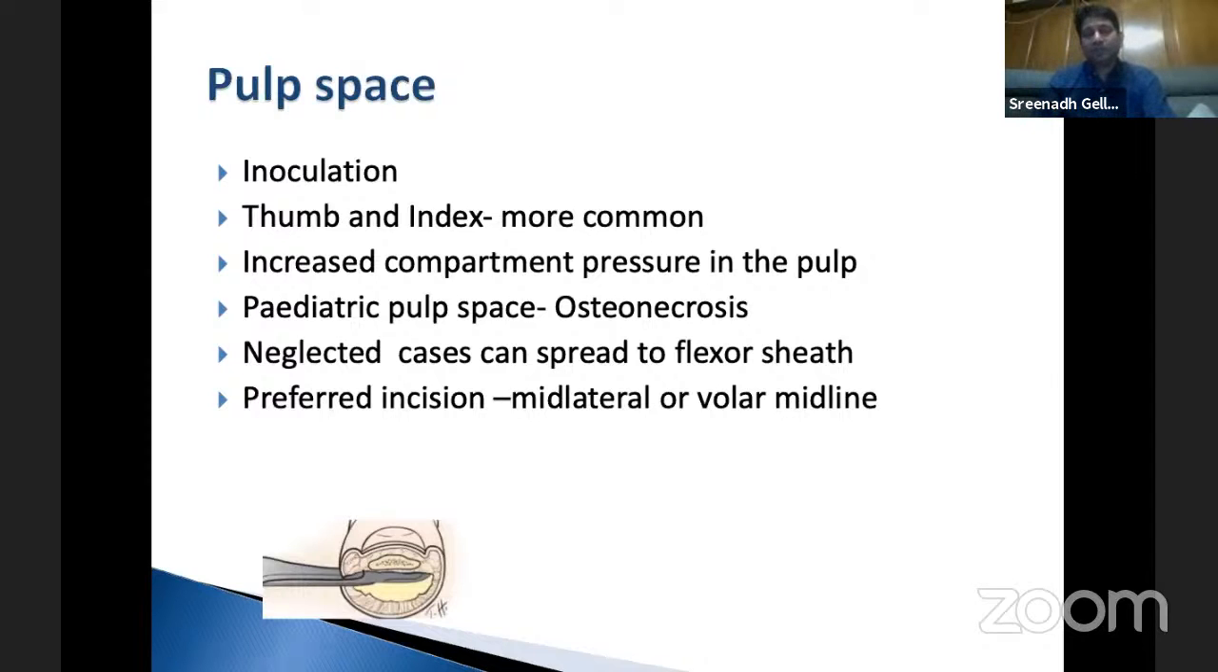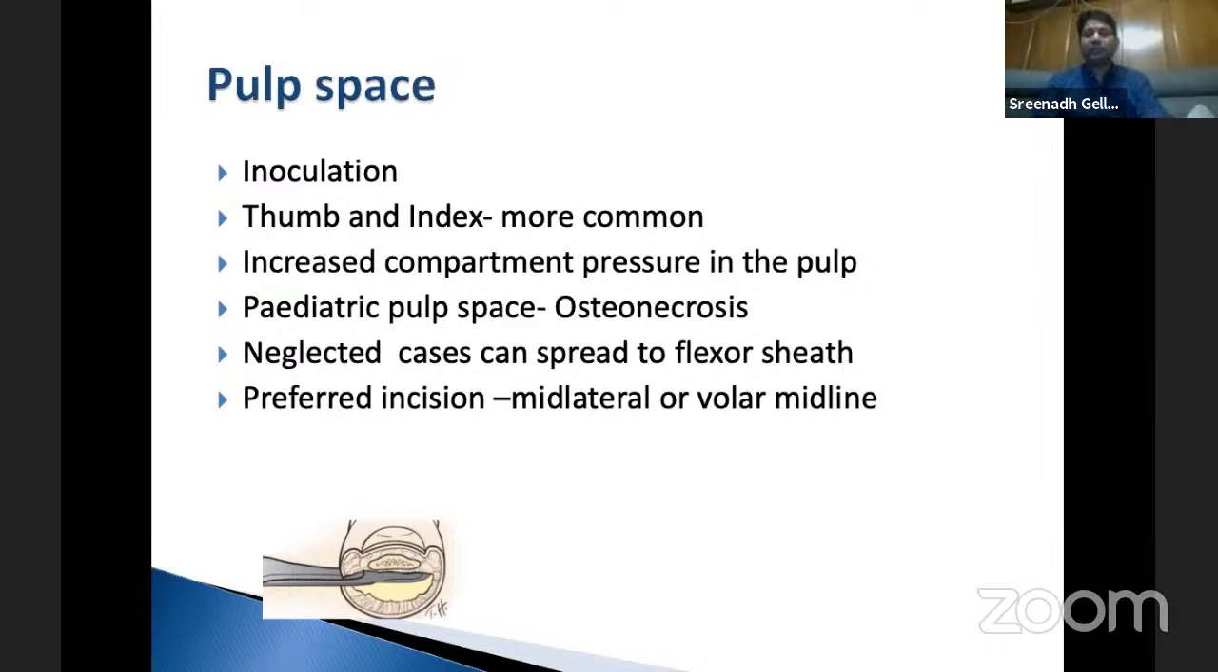Pulp space injuries are mainly because of inoculation, and as we can see, the thumb and index finger are the more common ones, and increased compartment pressure in the pulp can cause necrosis of the tissues there. Whenever there is a pediatric pulp space injury, always mention that it is very highly likely that there can be osteonecrosis. Therefore, you're not going to wait for it to settle with simple antibiotics, and you will have a very low threshold to take the patient to theater. In neglected cases, it can spread to the flexor sheaths.